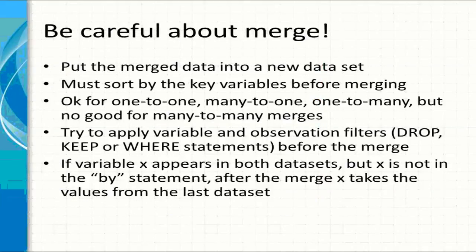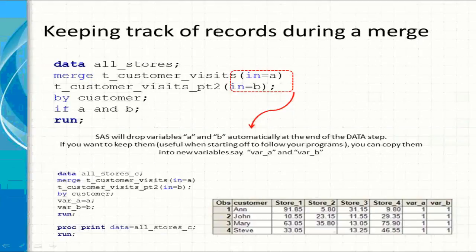Now be careful about merge, so that you make sure you put the merged data onto a new data set. Again, you must sort by the key variables before merging. It's a common error made by beginners. Try to apply variable and observation filters. That's also quite important. And if a variable x appears in both data sets, but x is not in the by statement, after the merge, x takes the values from the last data set.